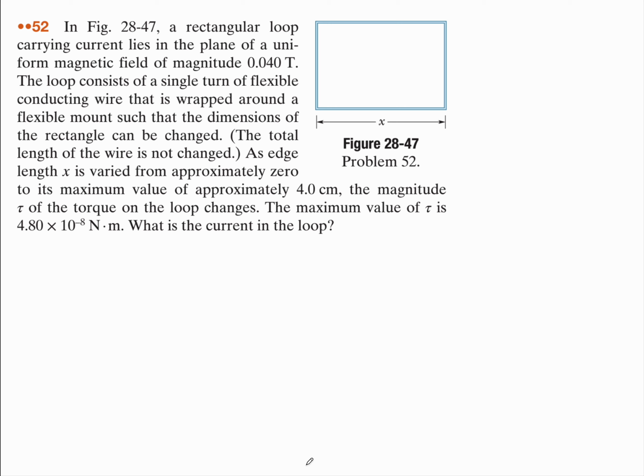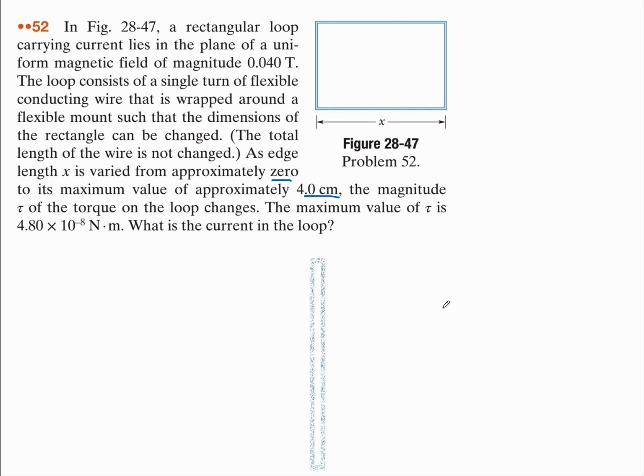So number 52, we have a rectangular loop carrying a current lies in the plane of a uniform magnetic field of magnitude 0.04 teslas. The loop consists of a single turn of flexible wire that is wrapped around a flexible mount so the dimensions of the rectangle have been changed. However, the total length is not. As edge length x is varied from approximately 0 to a maximum value of 4 centimeters, the magnitude of the torque on the loop changes. The maximum value of torque is approximately that. What's the current in the loop?